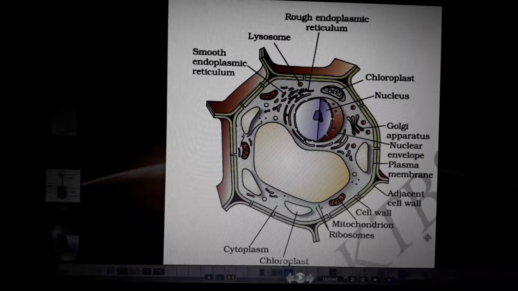I hope it was an interesting chapter for you. Some of the new words are difficult, only the words. The chapter is not very difficult. You just study the working of all these organelles of the cell.